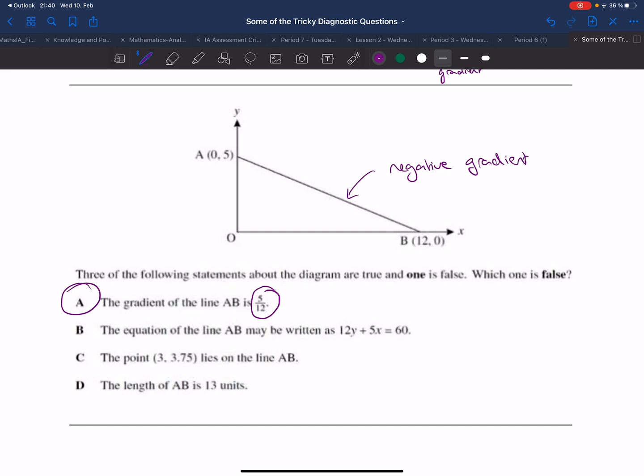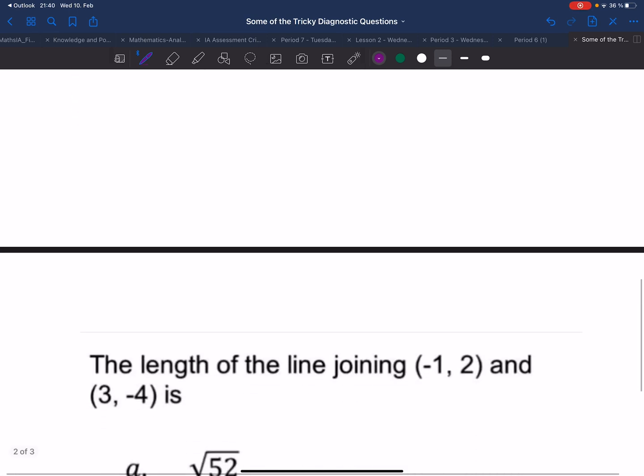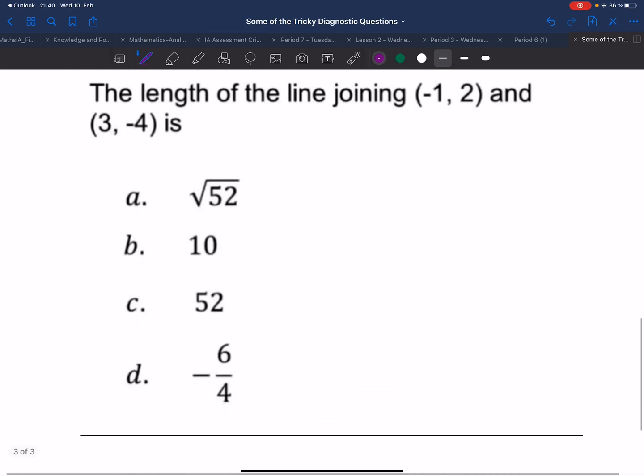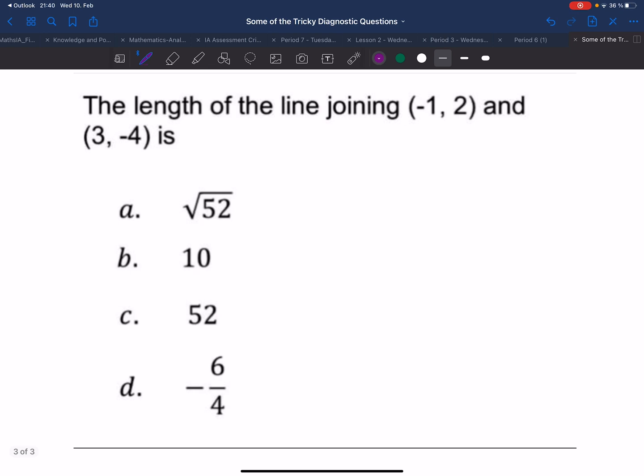So I think we'll stop there. And then the final question I'm going to go through is this question, which asks us to find the length of the line joining those 2 points. There's a formula in the formula booklet for this, and one that we've also gone through.